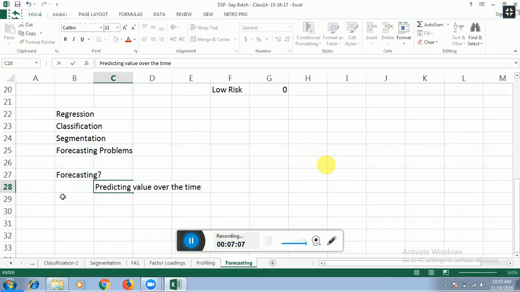From the regression perspective, we don't really talk about the time frame. But in this case, what are the sales in the next 3 months? Or what is the customer spend in the next 6 months? So when we are referring to data or predicting a value indexed by time, or over time, that is what we call forecasting.